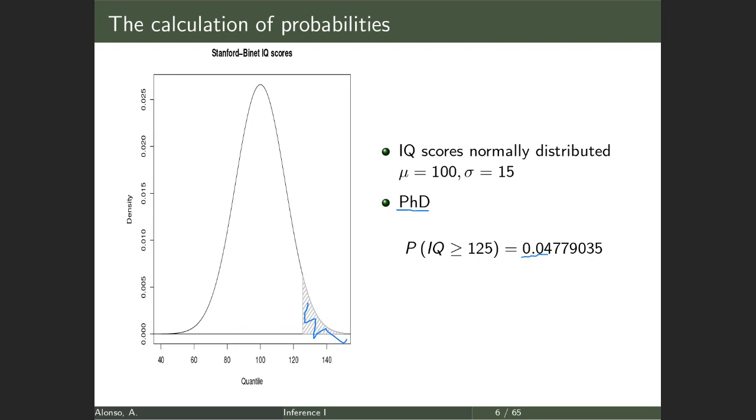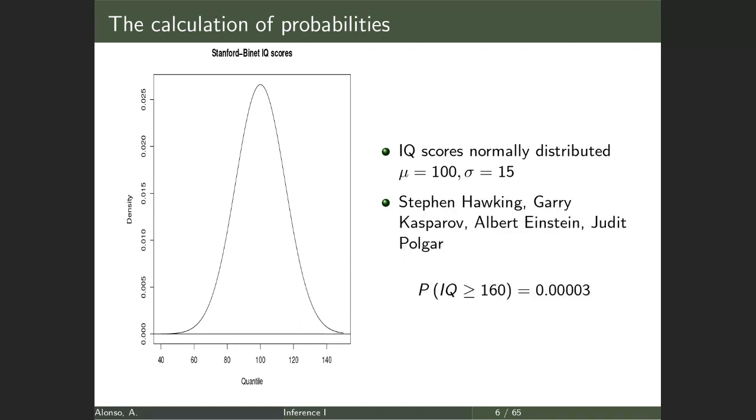And finally, just the last example I want to give you: if you want to calculate the probability that a person will have an IQ score of 160 or larger, you cannot even put it in the graph. Here you have 140, and 160 will be over here. And you see that the normal distribution really goes to zero fast in this area. Well, that probability is extremely small. We are talking here about very special people, like Stephen Hawking, Garry Kasparov, Albert Einstein, Judit Polgar. These are individuals that happen once in a while. Probably we have never met somebody as clever as that.